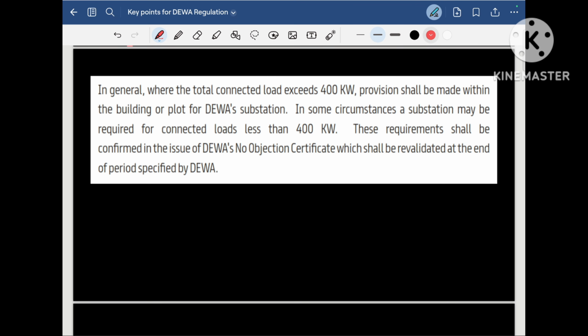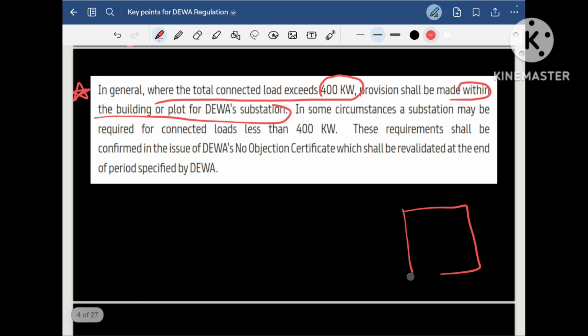The next important point mentioned in DEWA regulation is that when the total connected load exceeds 400 kilowatt, then we need to build a DEWA substation within the premises. Suppose I have a project, a small industrial project which has a load of 800 kilowatt. As this project exceeds 400 kilowatt, we need to have a substation within the premises.